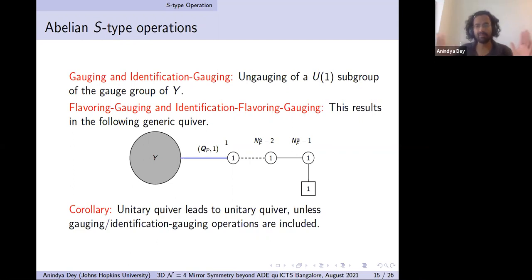So then what is the strategy? The strategy is to start from some very simple quiver pairs, like linear quivers with unitary gauge groups, and perform a sequence of these S-type operations on them and generate new 3D duals. That's what we are going to do in the next section.